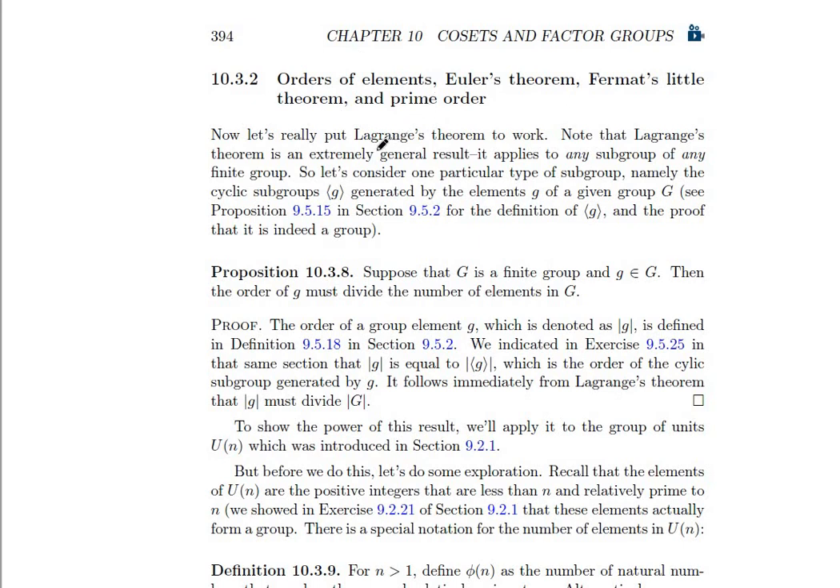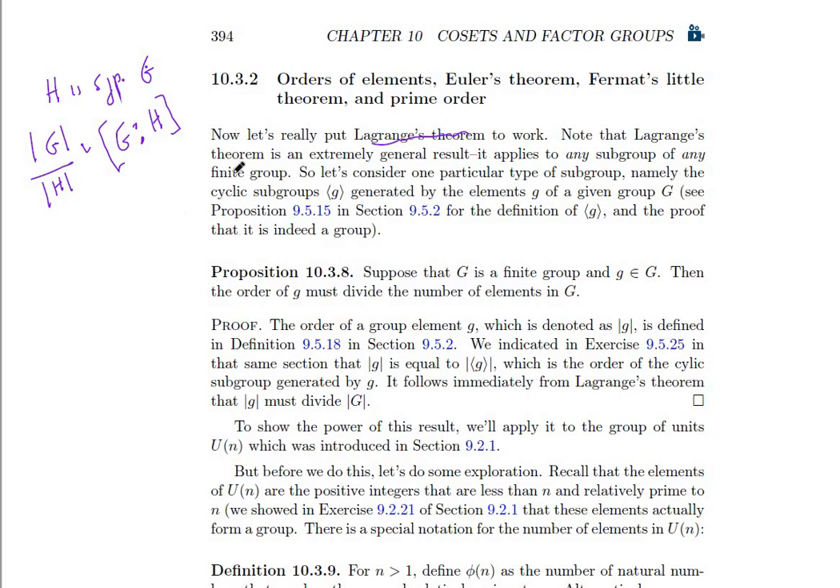All right, now let's put Lagrange's theorem to work. Just remember what Lagrange's theorem is: if H is a subgroup of G, then the order of G divided by the order of H is equal to the number of cosets. So in particular, it's an integer, which means that the order of H evenly divides the order of G.